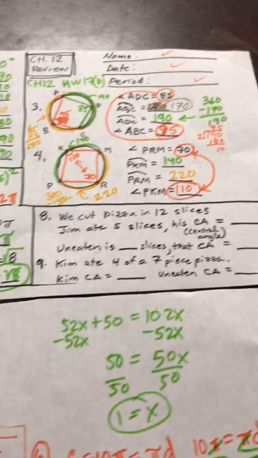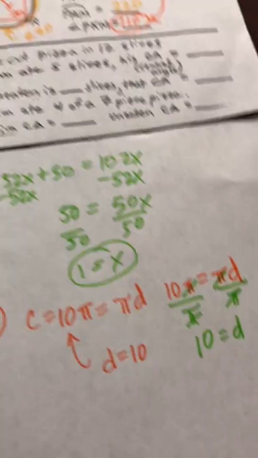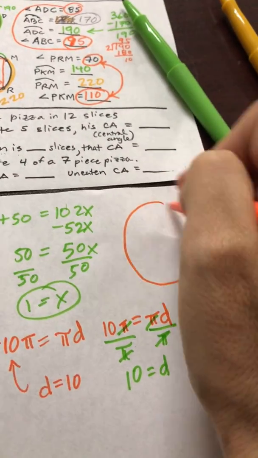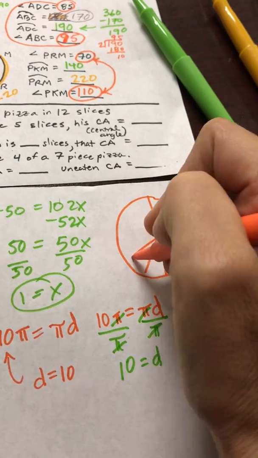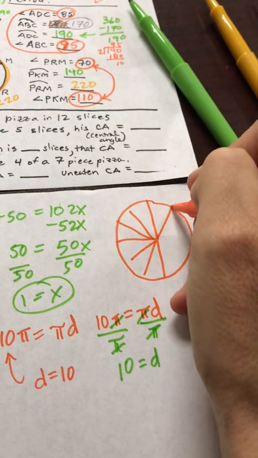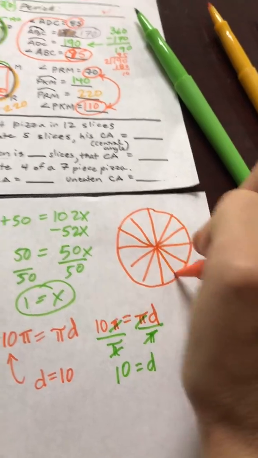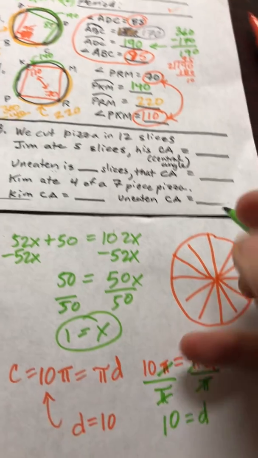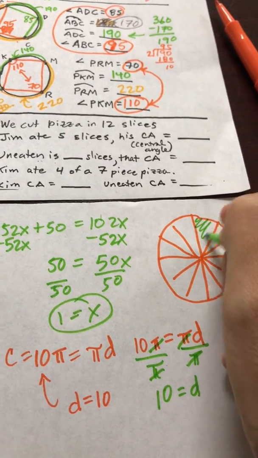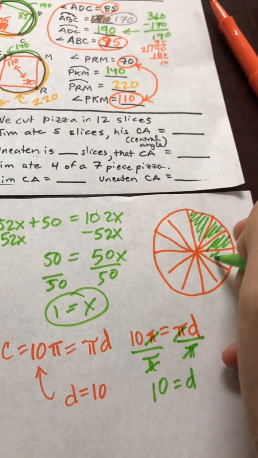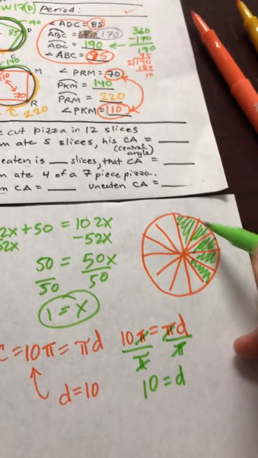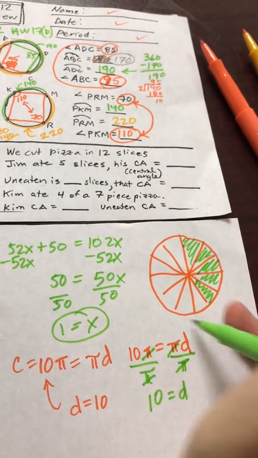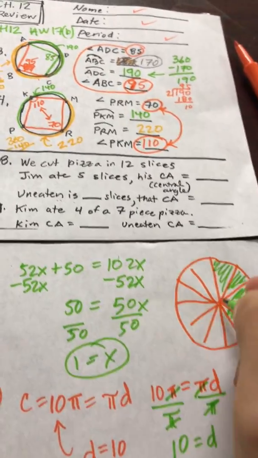Okay, last one. We're going to do these pizza ones. And you could also think of these as a clock. So just like a clock is cut in 12 equal slices, I cut a pizza in 12 equal slices. Jim ate 5. So if I started at 12 o'clock, 1, 2, 3, 4, 5. Jim ate 5 out of the total of the 12 slices. So what is the central angle?